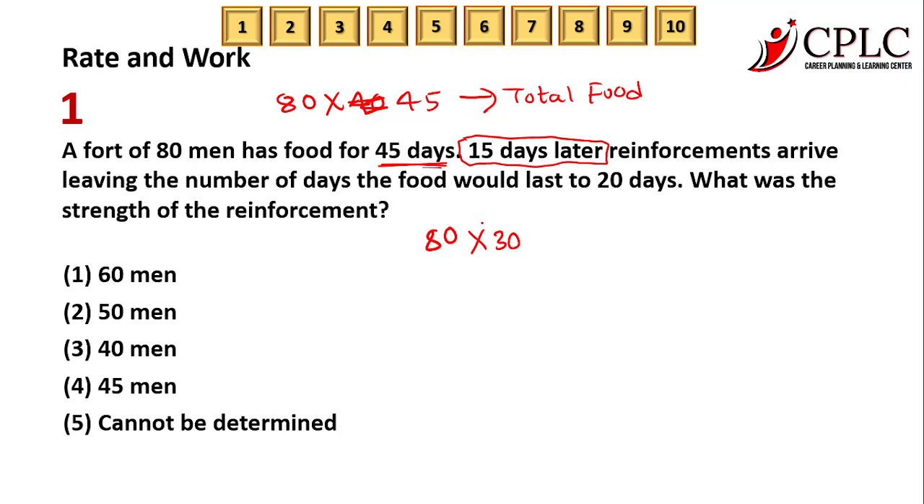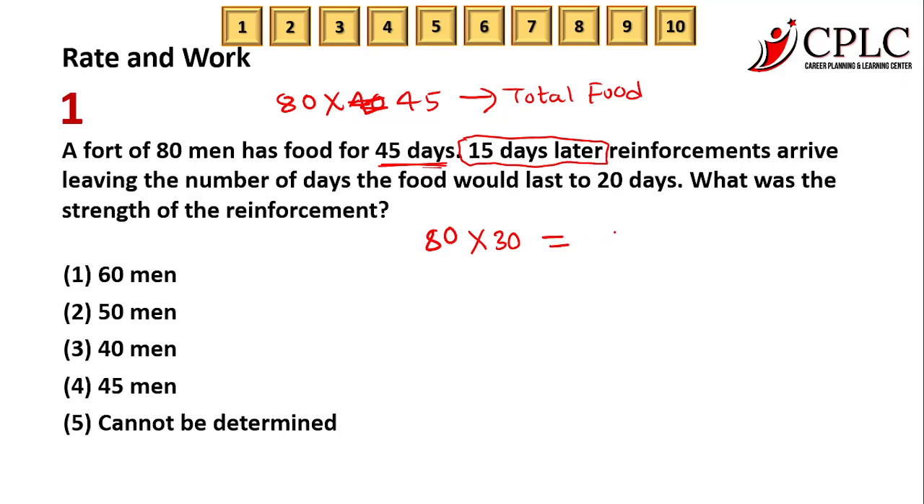So if reinforcement had not arrived, then the food will last for 80 men for 30 days after 15 days, continuing the same situation. But unfortunately, this is when the reinforcements arrive, and obviously because of which the food is now going to last only for 20 days. So 10 days have been reduced because more people came, which is common sense. So we should be equating with this number because reinforcement arrived after 15 days.